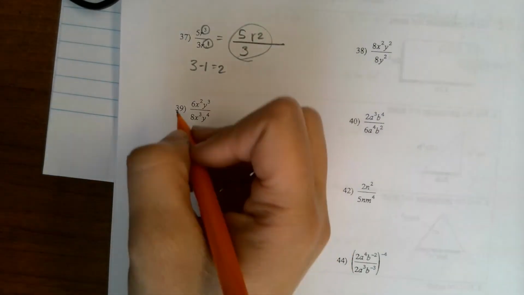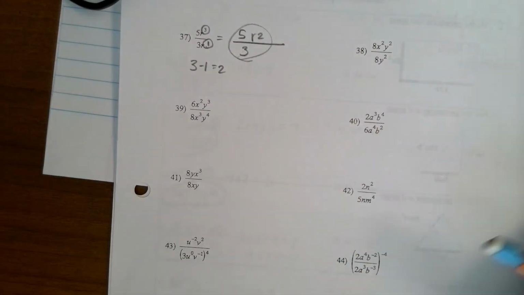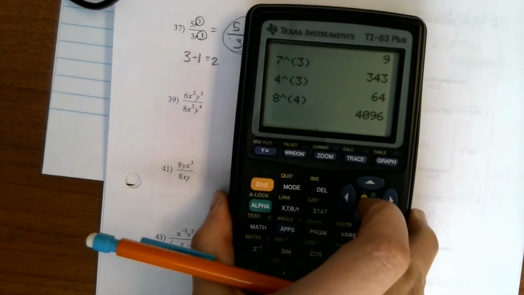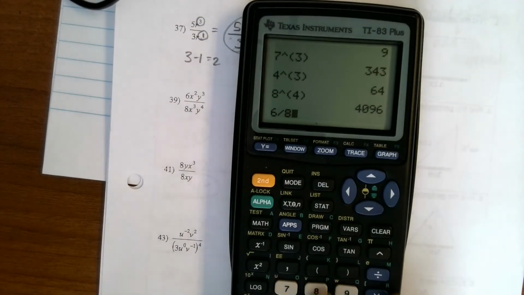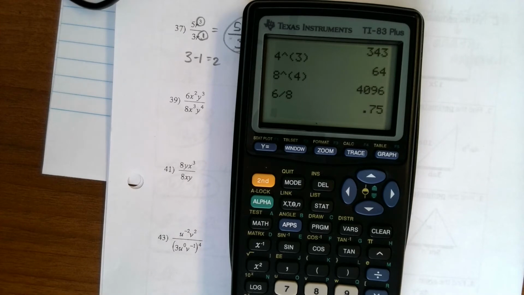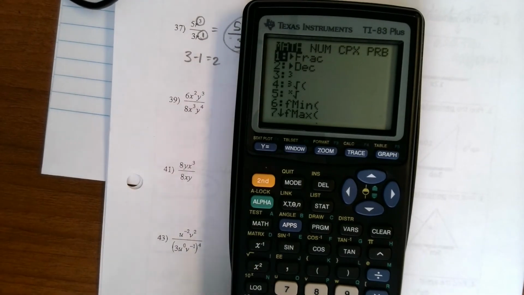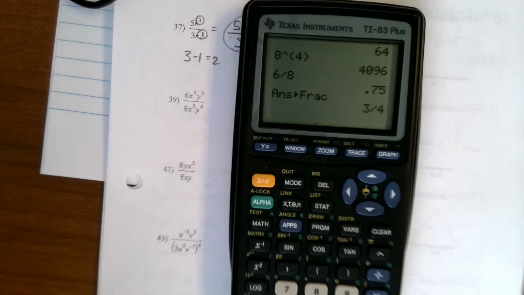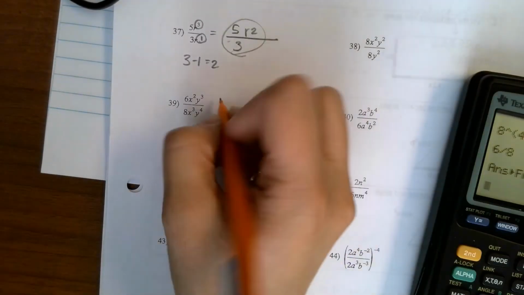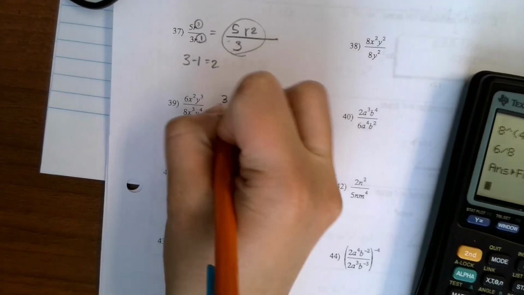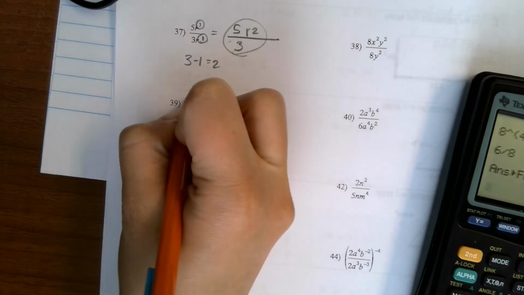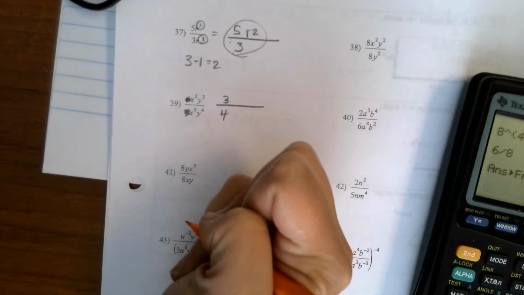6 and 8 don't divide evenly. If you don't want to worry about what your common factor is, do 6 divided by 8 in your calculator. That gives it to you as a decimal. But once I push math below alpha and I convert it into a fraction, that gives me 3 over 4. So 3 on top and 4 on the bottom. I've taken care of my coefficients.